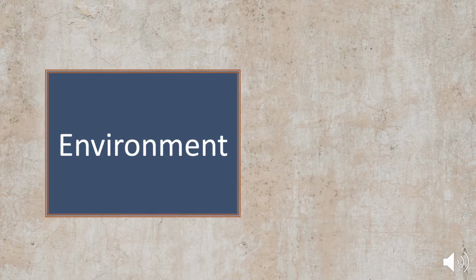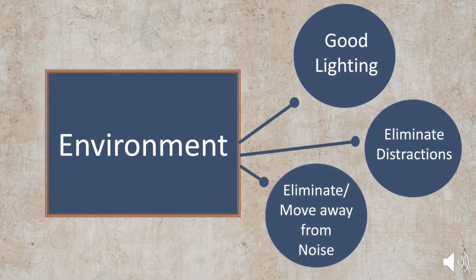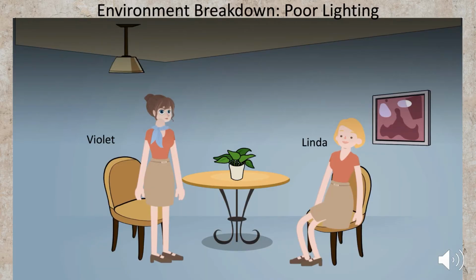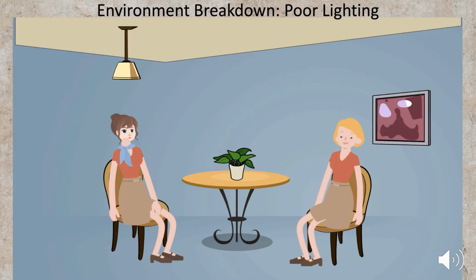Lastly, let's look at how the environment can impact conversation. Environmental factors like lighting, distractions, and background noise can add to conversation breakdowns. Here we have Violet and Linda. Violet and Linda are having dinner at a restaurant that has dim lighting. They both have hearing loss and rely on lip reading and gestures to ensure they're following the conversation. They're leaning in close to each other to try and see better, making dinner an unenjoyable experience.